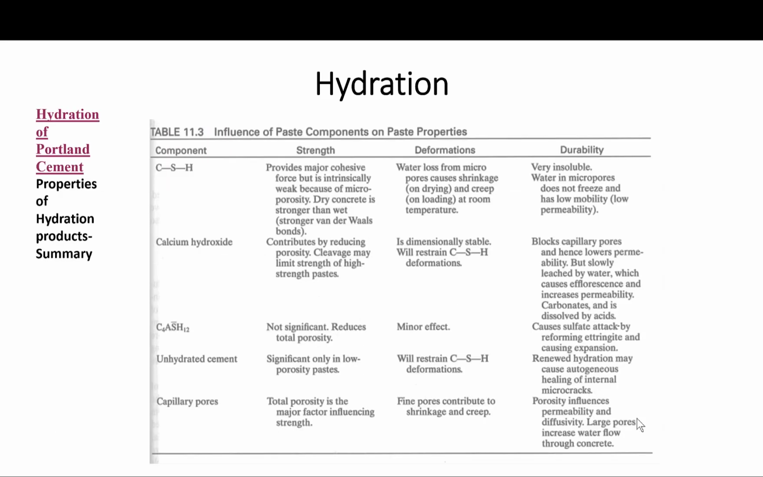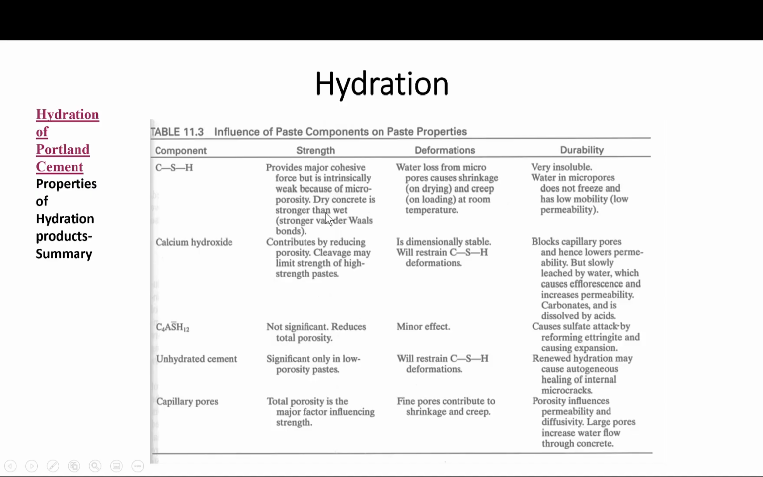This table here summarizes the influence of the paste components on the paste properties. As you can see, the component name right here, and how it impacts the strength, deformations, and durability. Let's just go over these quickly. Calcium silicate hydrate provides a major cohesive force, but it is intrinsically weak because of microporosity. But overall, it provides the strength.